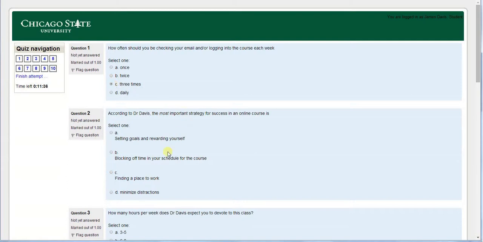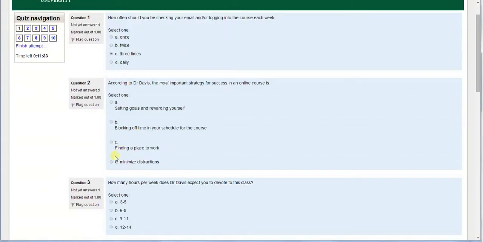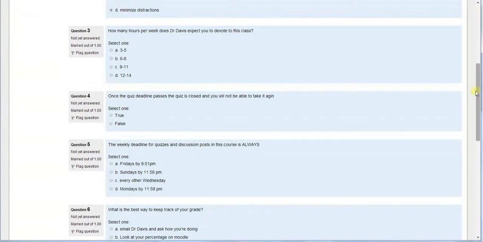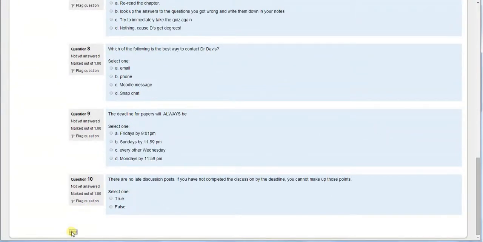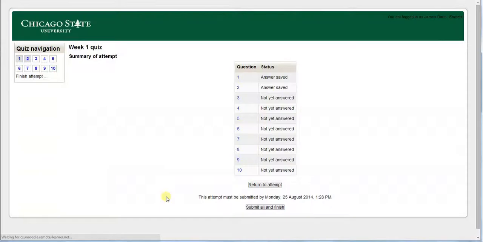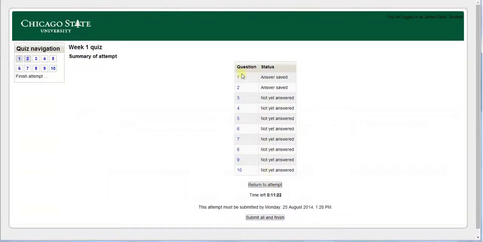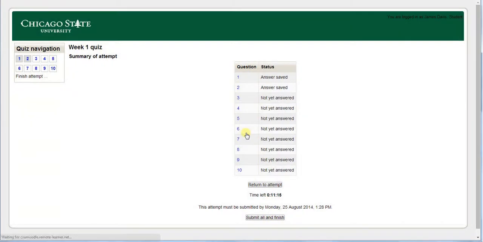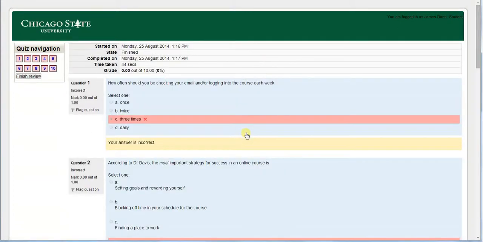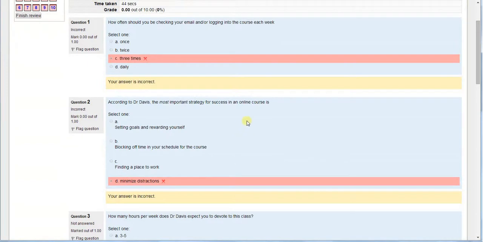So I'm just going to answer a couple of these to show you what this looks like. On the next screen, we're going to click the Next button. I didn't answer all of them. When you're satisfied, notice you get your timer down here. You can click Submit and Finish. And then it'll show you your scores. So on this quiz, I got 0 out of 10 because I didn't answer 8 of them, and the 2 that I did answer, I answered wrong.